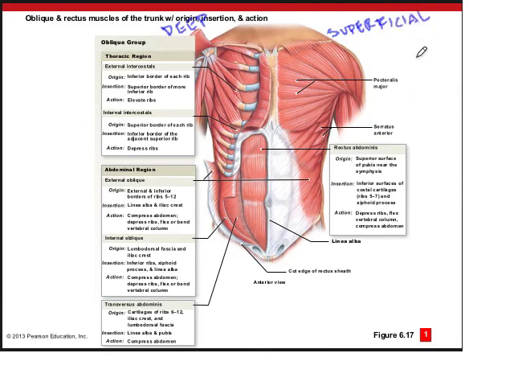So let's start with the superficial muscles. The pectoralis major is this big guy here. See him coming around here. He inserts onto the upper arm, and he has origins along the sternum. So he is a major arm mover.